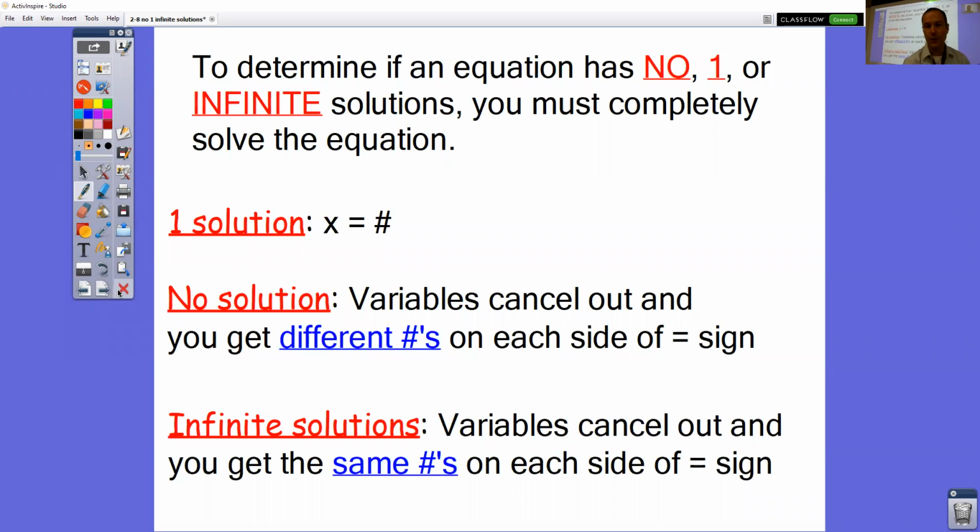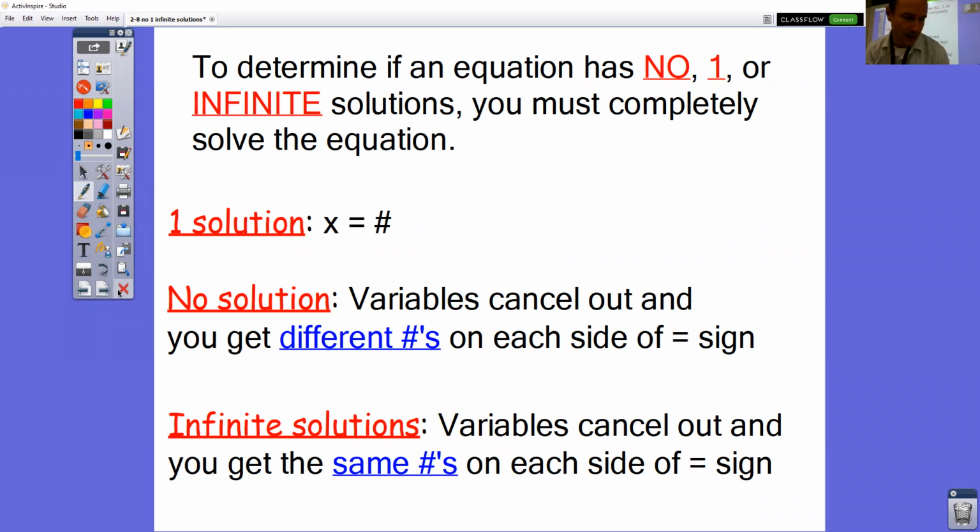Well, today you're going to have some weird kinds of equations. You need to determine if it has no solutions at all, meaning there's no answer to the problem, if it has one solution, so x equals a number, or if it has infinite solutions. You must completely solve the equation.